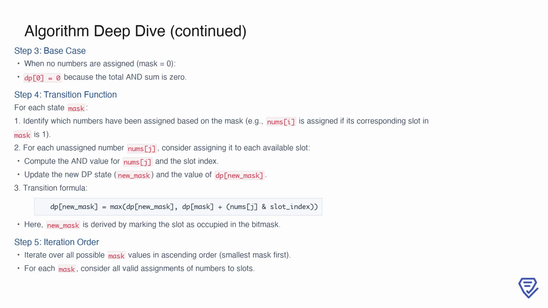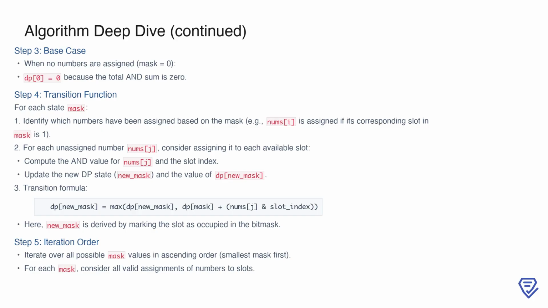From there, we derive the transition function. For any given state mask, we determine which numbers from nums have already been assigned based on the bits set in the mask. For each unassigned number, we evaluate all possible slots it could be assigned to. For a number nums[j] and an available slot, we compute the AND value of the number and the slot index. This value is then used to update a new dp state, represented by new_mask, which is derived from mask by marking the slot as occupied. The transition formula is dp[new_mask] equals max(dp[new_mask], dp[mask] plus nums[j] & slot_index).